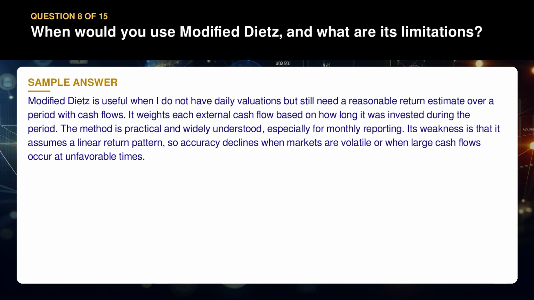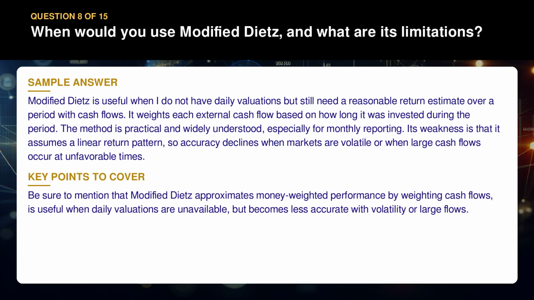Its weakness is that it assumes a linear return pattern, so accuracy declines when markets are volatile or when large cash flows occur at unfavorable times. Be sure to mention that Modified Dietz approximates money-weighted performance by weighting cash flows, is useful when daily valuations are unavailable, but becomes less accurate with volatility or large flows.